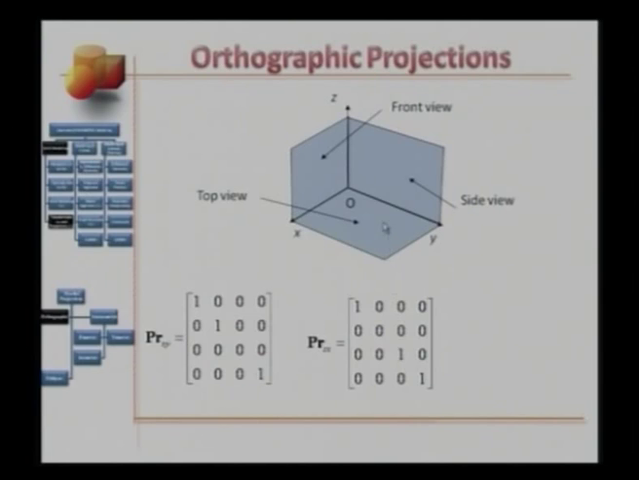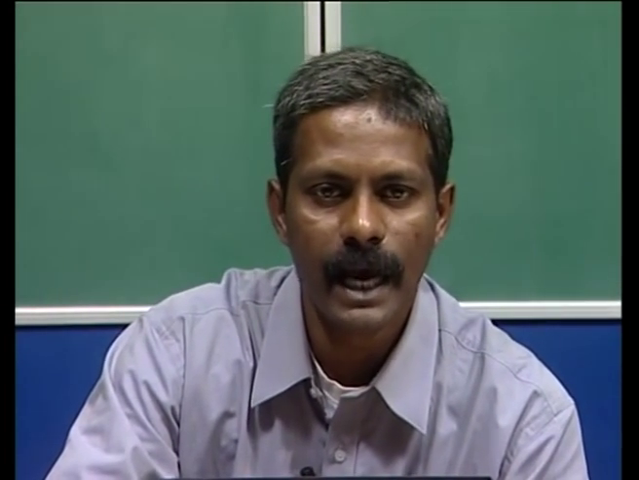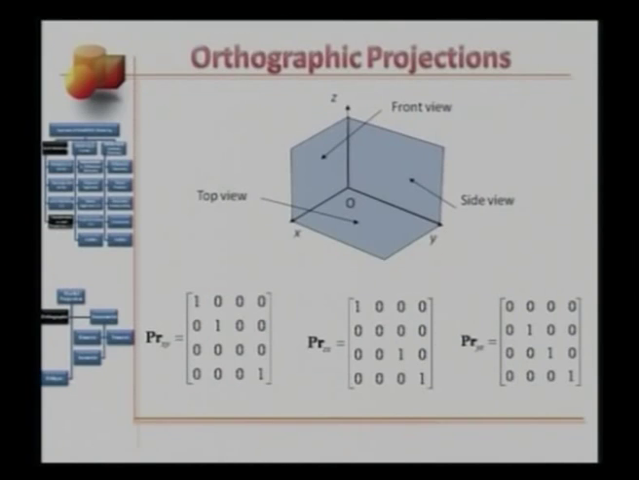And finally, this plane here will be the side view. The corresponding projection matrix PR sub YZ will be given by all zeros in the first row. Again, the x coordinates of all the points will be 0. And then for the second row, 0, 1, 0, 0, 0, 0, 1, 0, and 0, 0, 0, 1. Likewise, similar matrices can be extracted or derived for the third angle projection.